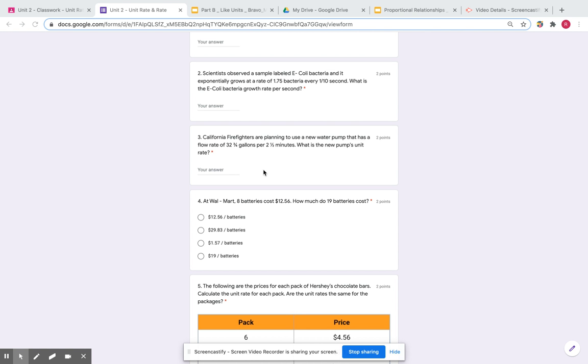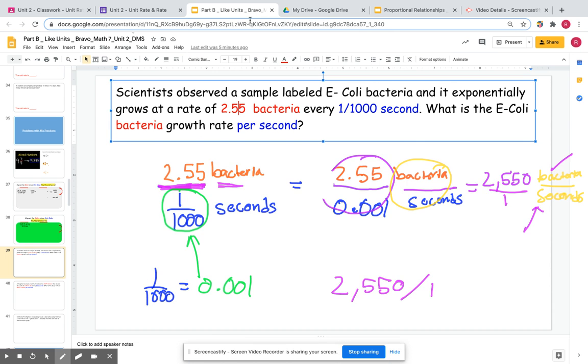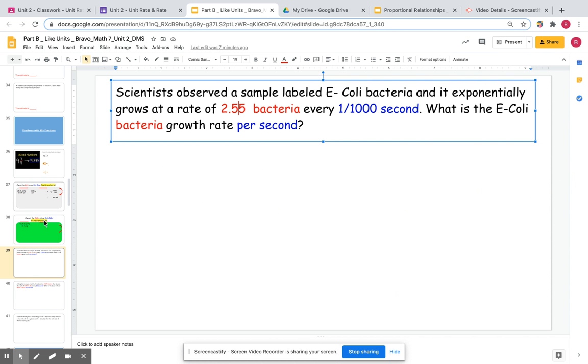Just like before, it's very similar to all the problems that you have been doing. You're basically wanting to find out how much gallons will be pumped out in 1 minute. So that's why we will divide. But I'm going to show you an example that's very similar to that one, and let me go ahead and scroll down to that type of problem.